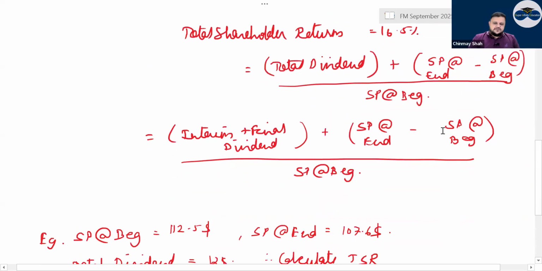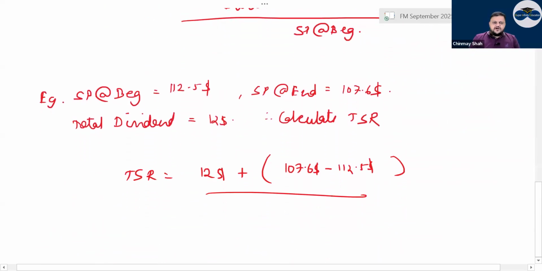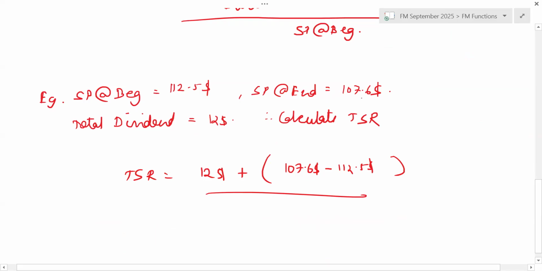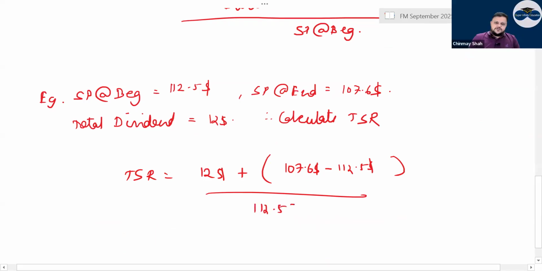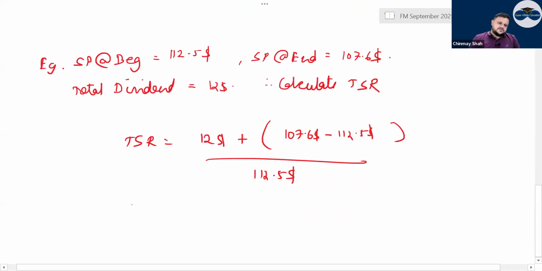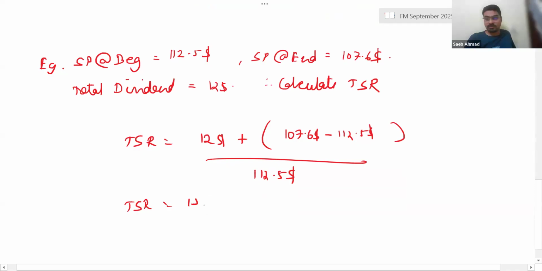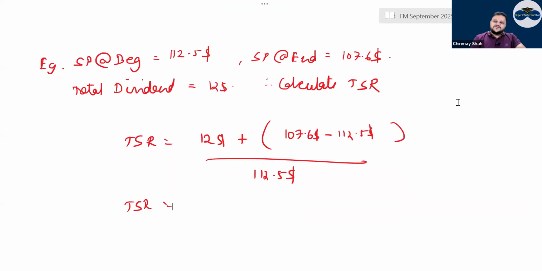This can also be written as, I had written it below here, correct? That divided by how much? Tell me. Should I divide by 107.6 or 112.5? Tell me. 112.5. $112.5, correct? How much is the TSR then? Everybody getting 15%? Or was it the wrong answer? How much percent? Tell me. 6.31%. Everyone getting 6.31%?